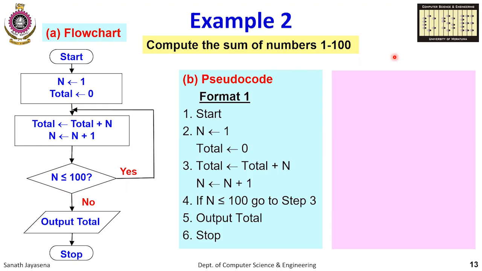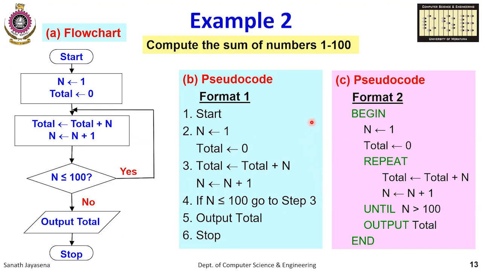Now here's the pseudocode format 1 for the same algorithm that is shown in the flowchart. Start, n is equal to 1, total is set to 0 initially, like here, and then total is updated with total plus n, and n is updated with n plus 1. And fourth step, if n is less than or equal to 100, go to step 3. So here you go back to step 3 and continue like this. But if this is not the case, you go to step 5, output the total, stop.